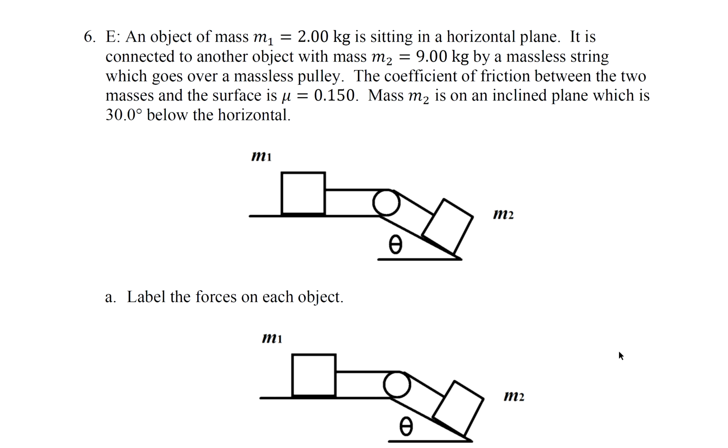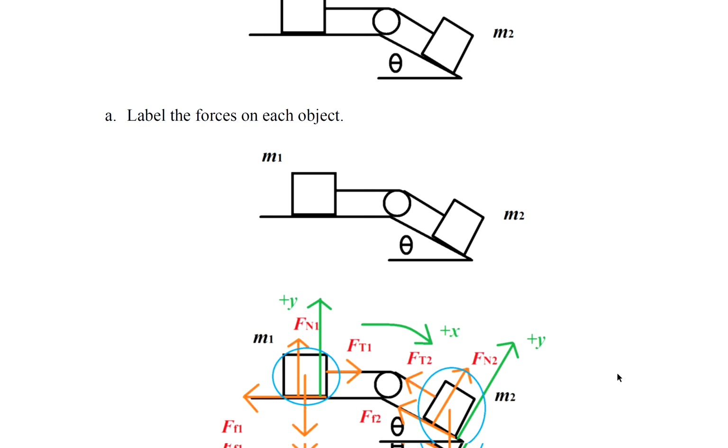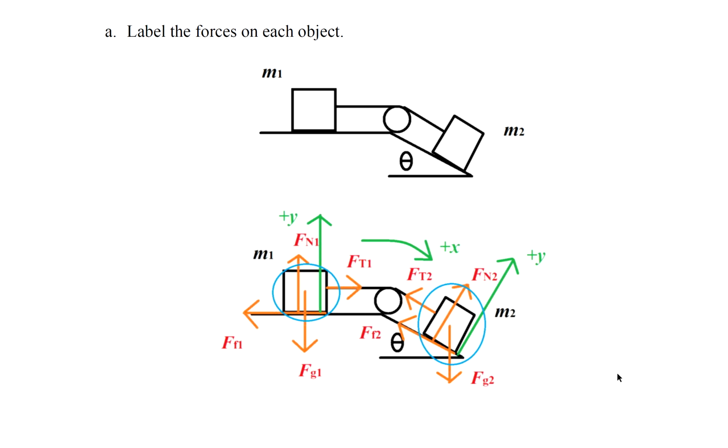Question 6. An object of mass m1 equals 2 kilograms is sitting on a horizontal plane. It is connected to another object with mass m2 equals 9 kilograms by a massless string which goes over a massless pulley. The coefficient of friction between the 2 masses and the surface is 0.15. Mass m2 is on an inclined plane which is 30 degrees below the horizontal. So part A, label the forces on each object. So remember, 4 steps. Tell me the 4 steps.